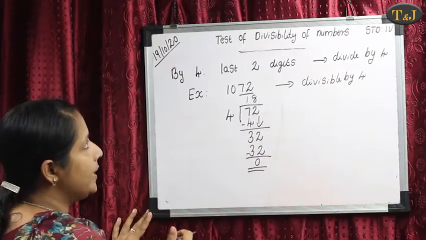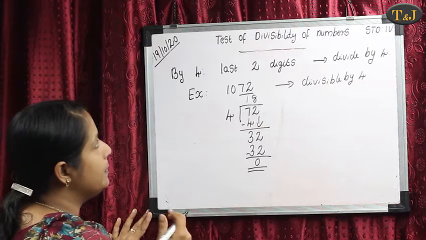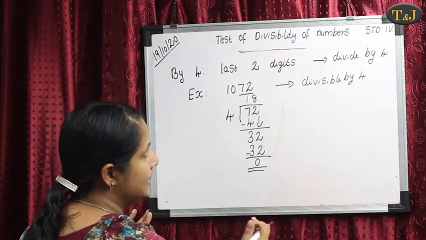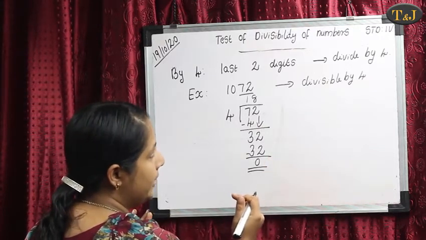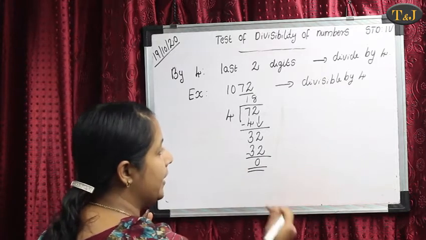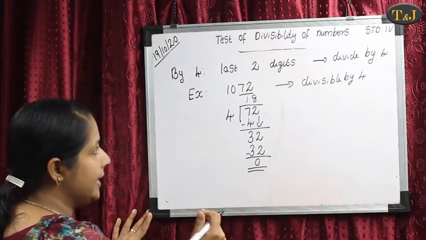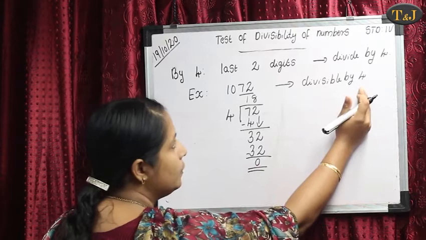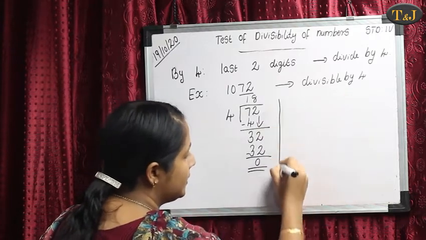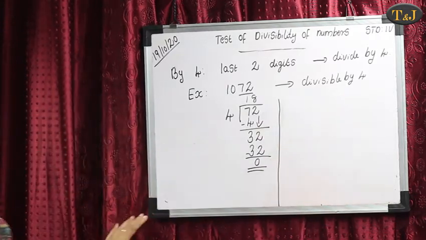That means, checking the divisibility of numbers by 4, we take the last 2 digits and divide those 2 digits by the number 4. If we get the remainder as 0, in that case it is divisible by the number 4. Then take one more example.